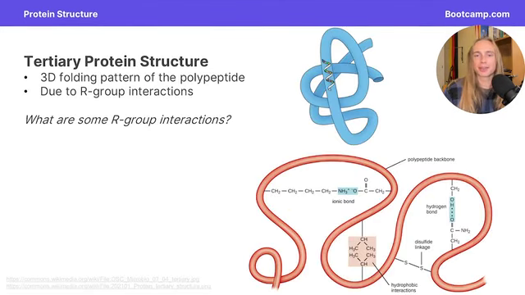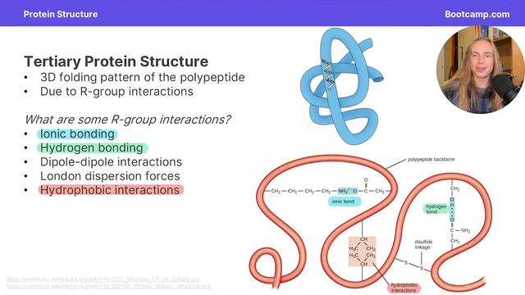Tertiary protein structure is a little bit more complicated than secondary protein structure because now we're talking about the whole 3D shape of our polypeptide. This is going to be caused by interactions between the R groups on those amino acids. Can you recall any of these R group interactions that may influence a polypeptide shape?